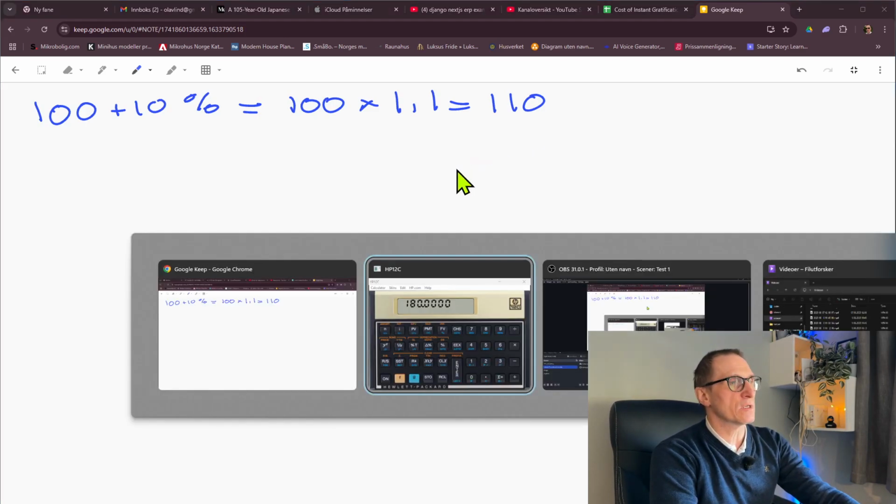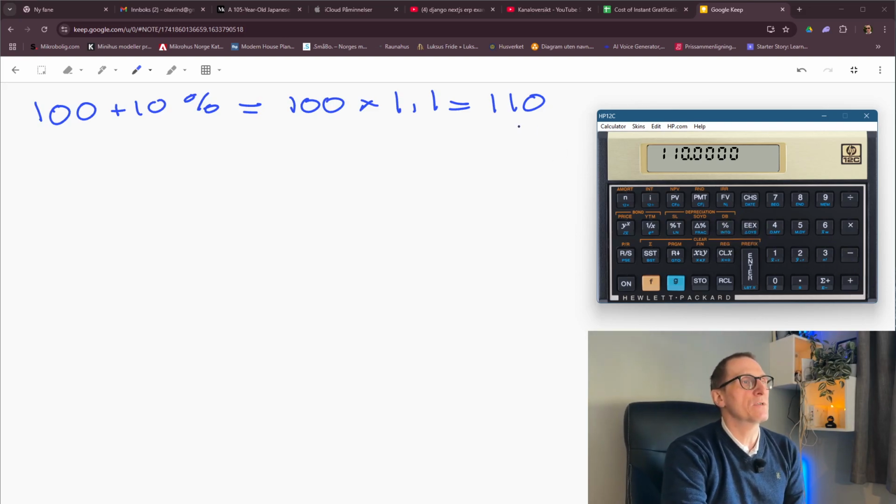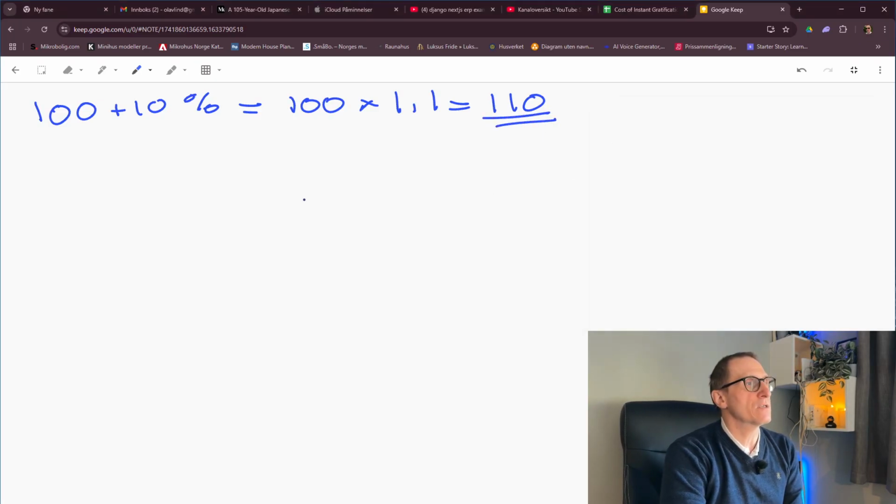If you want to use the calculator for that calculation, we can do it in two ways. Either 100, enter, and 1.1 times, that is 110. But if you want to use the percentage keys, you key in 100, enter, 10%, plus, that's also 110. That's the same calculation.